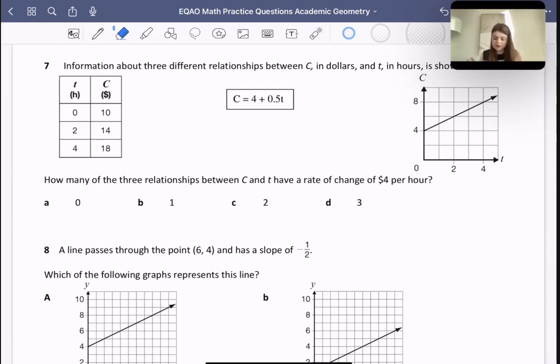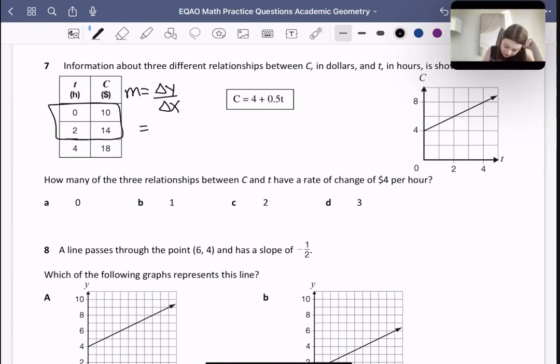So let's remember that rate of change is the same thing as slope. So the question they're really asking is what is the slope for all of these, and how many of them is the slope $4 per hour? For this one, to find the slope we need to find delta y over delta x, right? Which means we're going to use any two of the points to figure that out. In this case, I'm going to treat h the same as x and c the same as y.